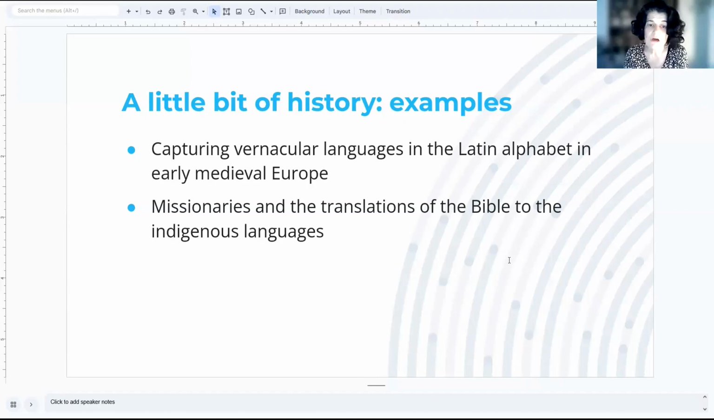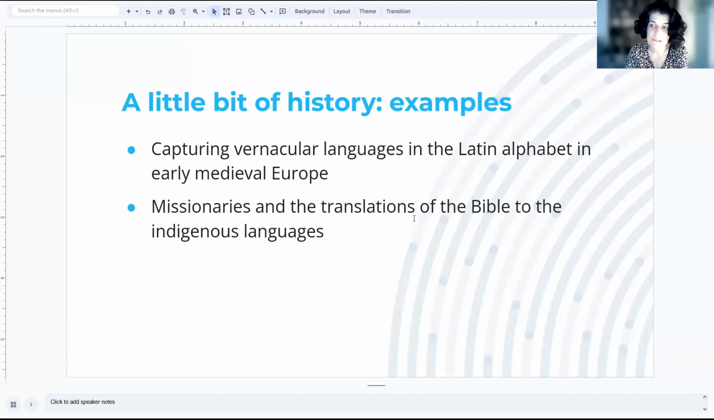throughout history. For example, when the various Slavonic and German populations inhabited Europe, they adopted the Latin alphabet, and the Latin alphabet was used to capture their languages. Also missionaries who translated the Bible into various languages. For example, you have the Quechua Bible, where the indigenous language is captured using the Latin alphabet.